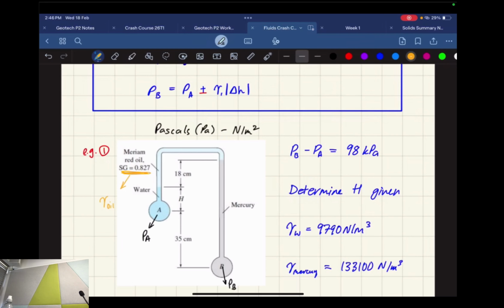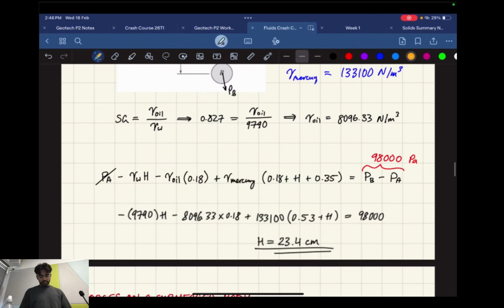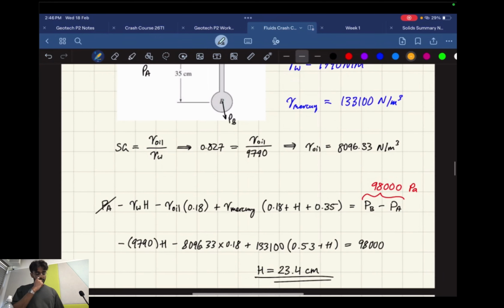Let's start going through this. So, first things first, find the unit weight of the oil. The way you do that, you know that SG is the unit weight of the fluid over the unit weight of water. This is given to us. So SG times unit weight of water, which you get to be 8096.